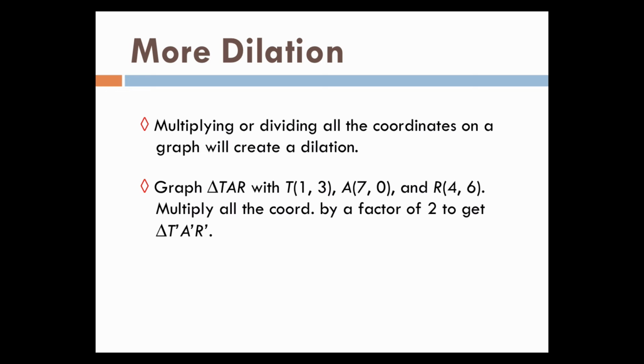What's more important is this notation. This is what's called prime notation, and so I would read this as triangle TAR is dilated to the triangle T prime, A prime, R prime. So T prime is the dilation or the transformation of the point T. If I take the point T prime and I dilate it, it goes to T double prime, to T triple prime, etc., etc. So where would T prime be? 2, 6, that's it. Just multiply it by the scale factor. A would be at 14, 0, and R would be at 8, 12.